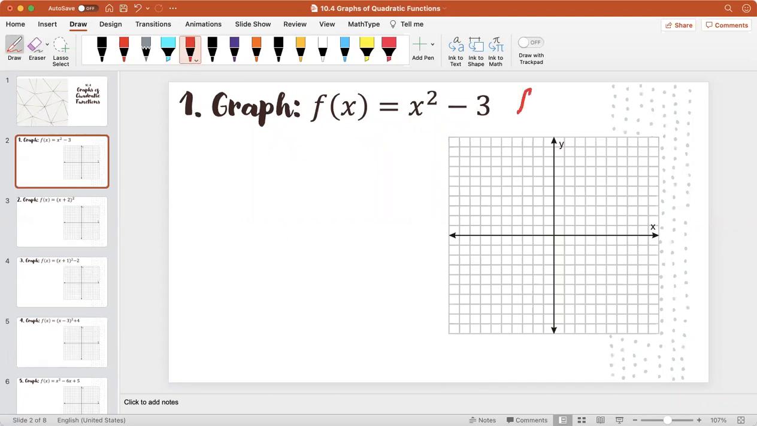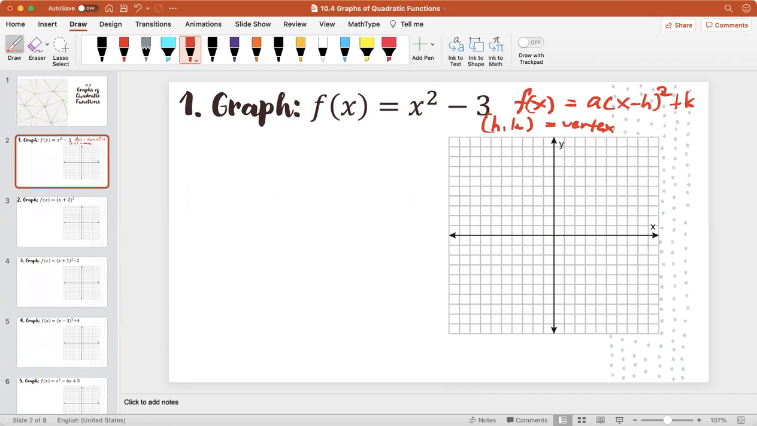The vertex form of a quadratic function is given by f of x equals a times the quantity x minus h squared plus k, where the point (h, k) is your vertex. And that's what we need to find first. Whenever we graph a quadratic function, we have to find the vertex. If your function is in vertex form, then you can easily find your vertex.